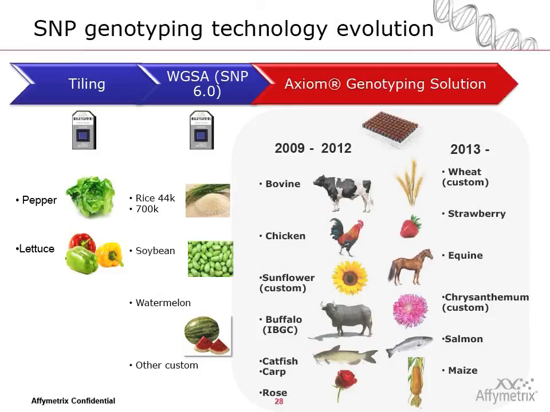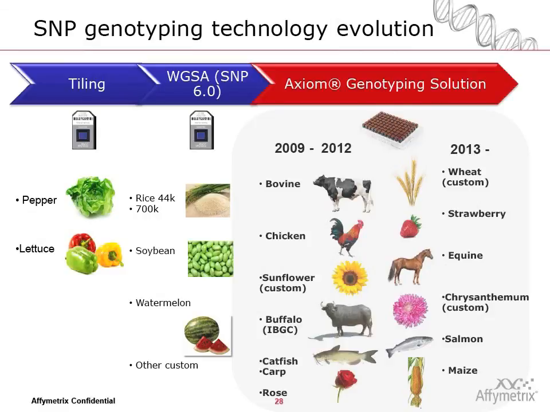What I showed you was the pilot experiment. Subsequent to that, we've designed a custom 420,000 SNP array for the Breed Wheat Consortium. This is a private consortium out of Europe that requested the design from us. There's a strawberry array, and a chrysanthemum array, and these are all custom arrays. In the future, we'll have an equine, a salmon, and then a maize array.